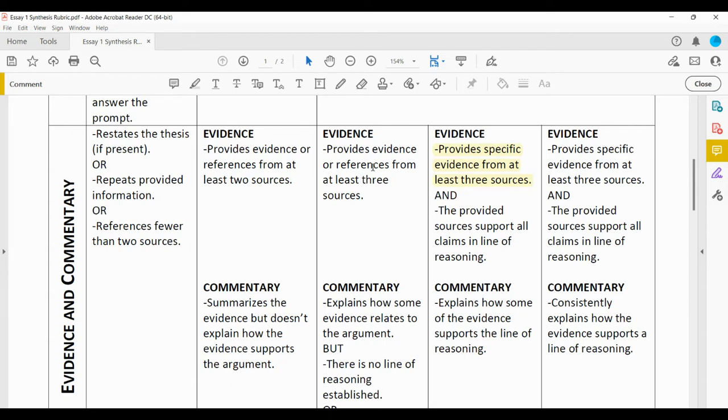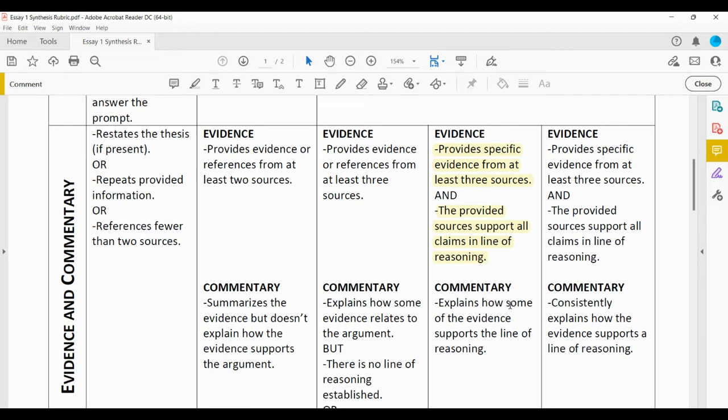If you don't, that's only a 2 for the evidence line, and that's the most points you can earn for evidence and commentary. Also, the sources provided should support all claims in your line of reasoning. In other words, if you provide 3 reasons to support your opinion, you need to have evidence from the sources in all 3 of those reasons. If you don't, then you're not going to earn that point for evidence.